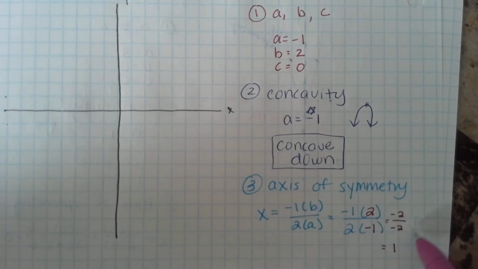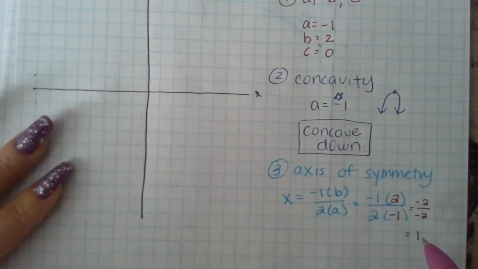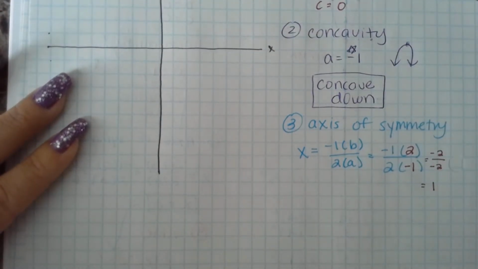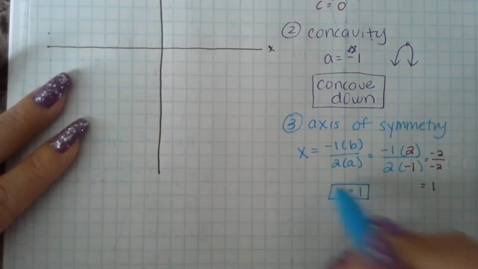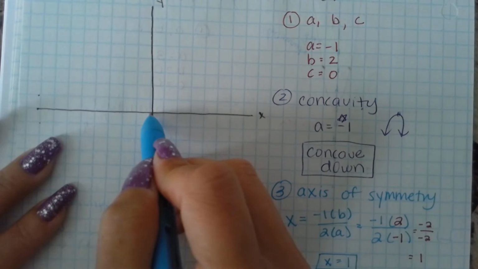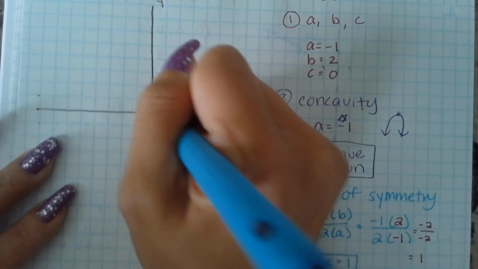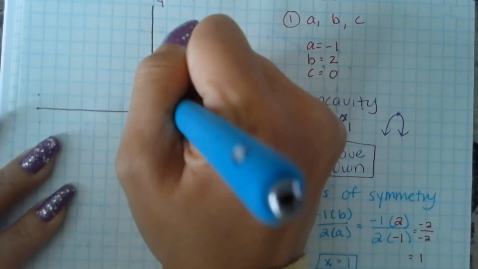I'm coming down because there's a hole in my paper. See? Okay. So 1. So we know that our x equals 1 for our axis of symmetry. So let's go over here and graph it. We're going to start at origin. Our 1, we go to the right one because it's a positive 1. And we're going to go ahead and put in our axis of symmetry.